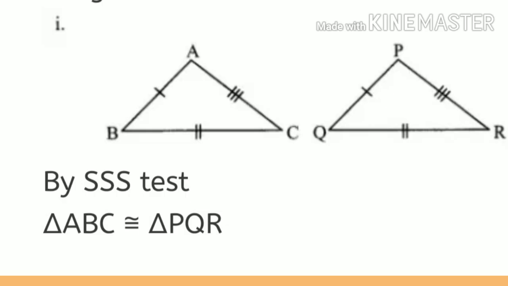First pair of triangles, observe in figure. If you observe, AB side is congruent to PQ side, and BC side is congruent to QR side, and AC side is congruent to PR side. So here these two triangles are congruent by side test, that means SSS test.